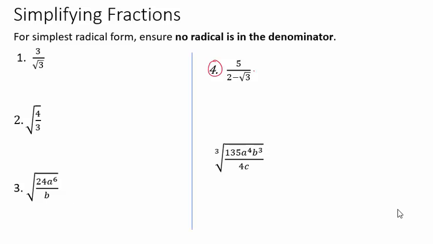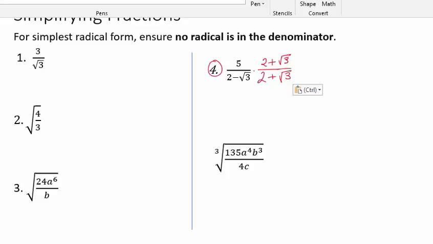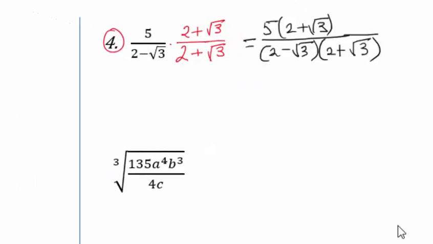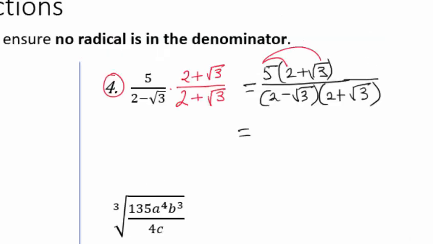Let's take a look at some additional examples on simplifying radicals, like number 4, where we said during class that we should multiply by the conjugate of the denominator, which is 2 plus the square root of 3, and multiply the numerator by that binomial as well.